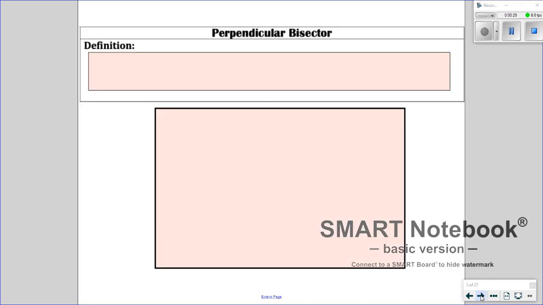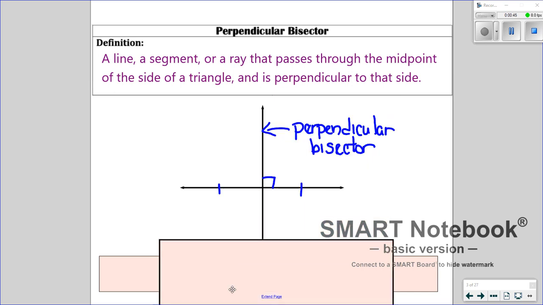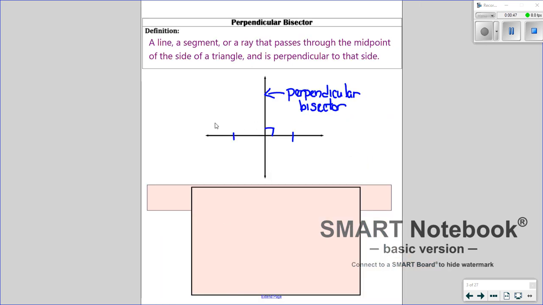All right, the first one is perpendicular bisector. The definition for it is a line, a segment, or ray that passes through the midpoint of the side of the triangle and is perpendicular to that side. So it's coming from the side, and then it passes through the midpoint. So I have a little diagram that shows what a perpendicular bisector is. Basically, it cuts through a segment, a line, whatever it is, and it creates two congruent segments, and of course the lines are perpendicular.